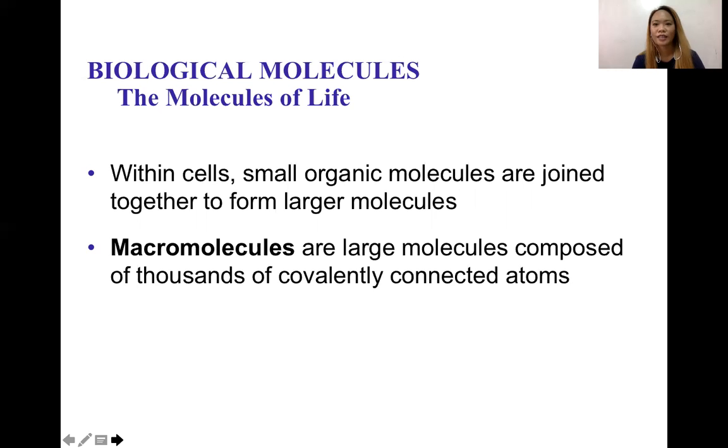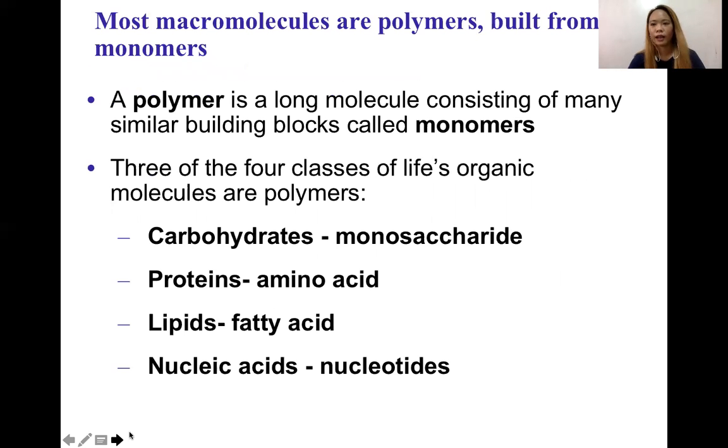Some molecules, such as the amino acids, have nitrogen. Some molecules, such as the nucleotides, have potassium and phosphorus. But they are all similar because they have carbon, hydrogen, and oxygen. So we have 4 different macromolecules in our body, and like I said, it is shared by all living organisms. The first one is carbohydrates, the second one is proteins, the third one is lipids, and the fourth one is the nucleic acids. These 4 are what we call polymers.